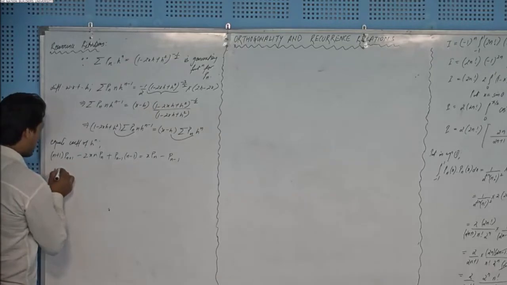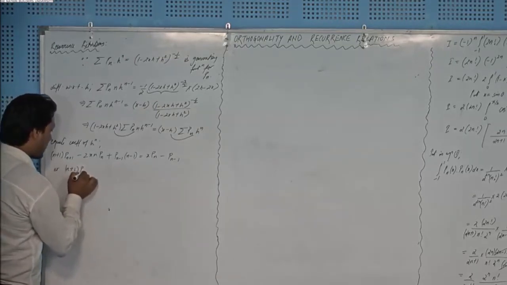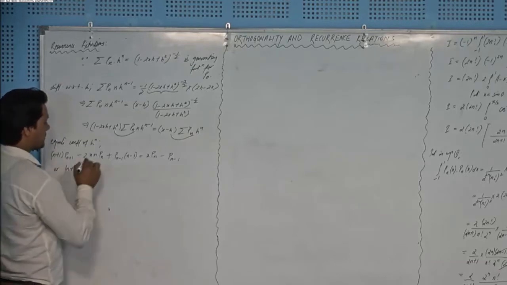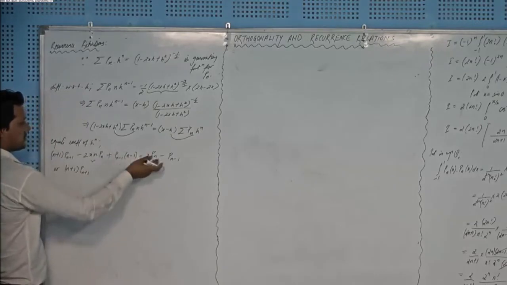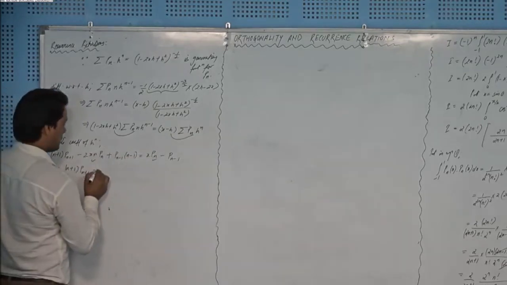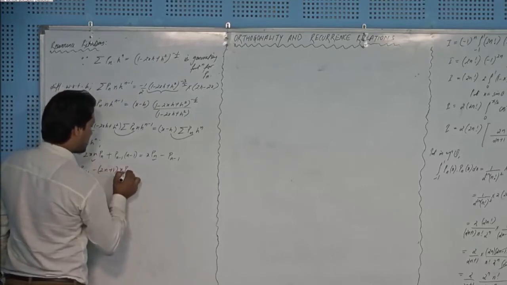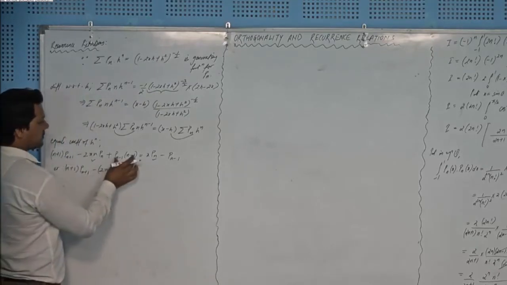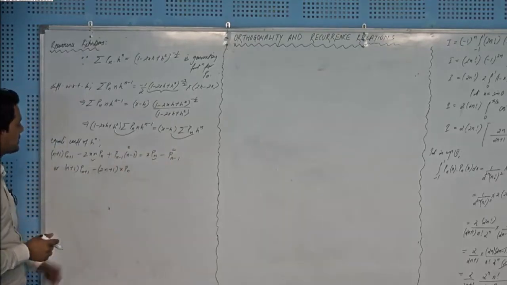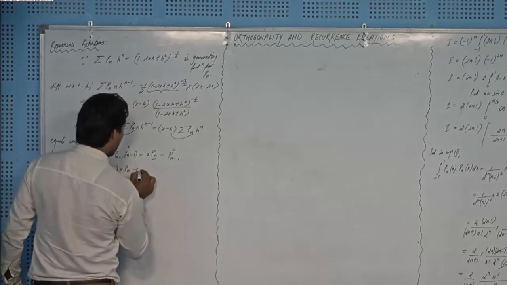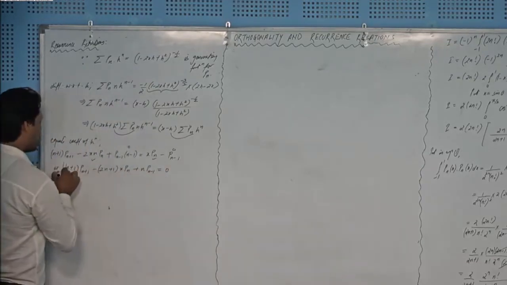And on simplification it will give you (n+1) P_{n+1}. I think these two terms, first and second, have the same suffix Pn, so it should be taken here, right? Minus (2n+1) x Pn, right? And these two have the same suffix, right? I think that will be cancelled, plus n times P_{n-1} equal to 0. This is the first recurrence relation.